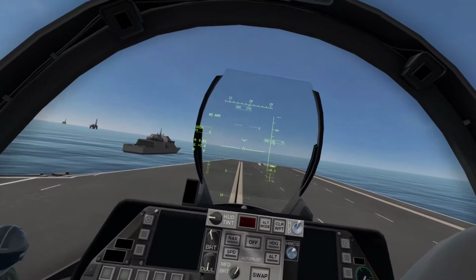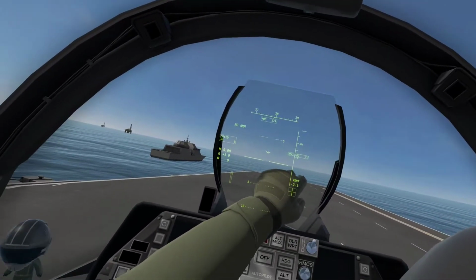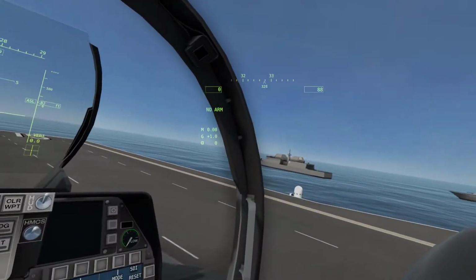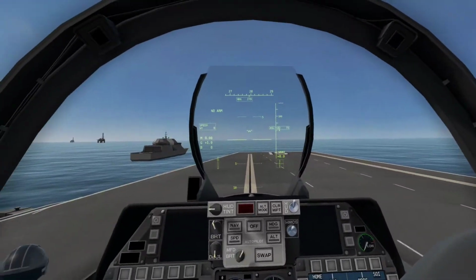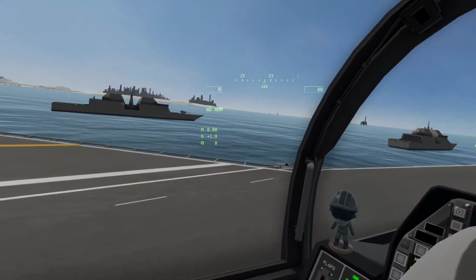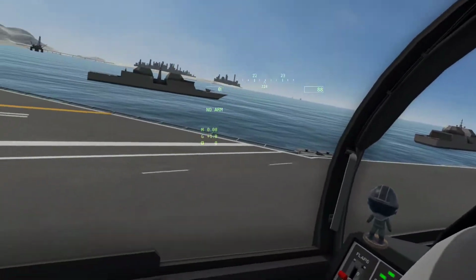Okay. So when we're turning final, what we want to pretty much do is keep our aircraft, or our velocity indicator, below the horizontal line. This is to prevent us from getting any unwanted altitude, since it's very easy to get too high and you find yourself needing to way overcorrect on your way down to the ship.